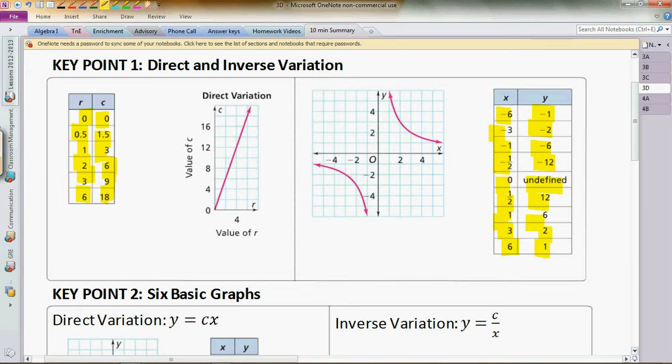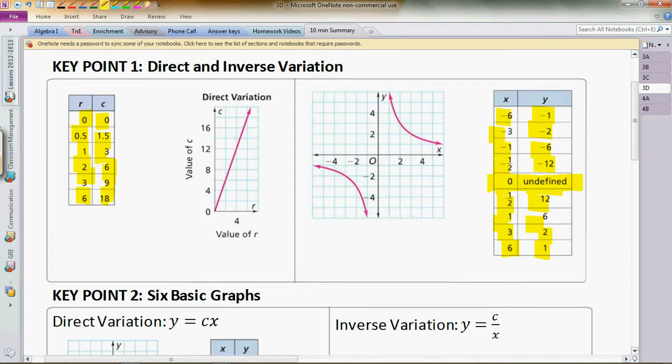And the graph will look like this. And very importantly, when x is 0, it's undefined, because this line is going closer and closer to x, but it never touches. So when x is 0, there's no value. So it's not defined.